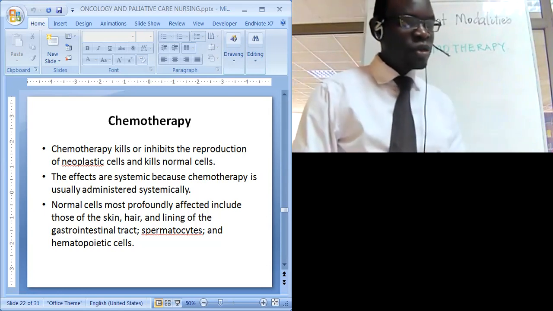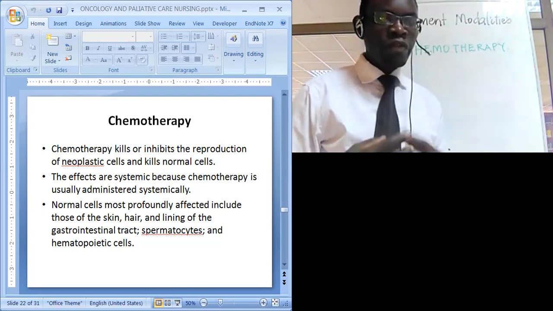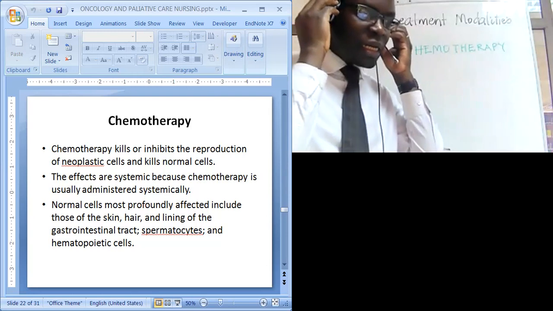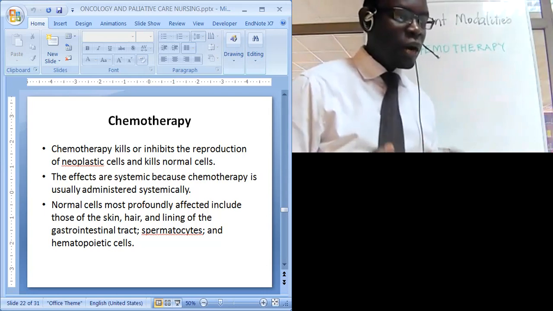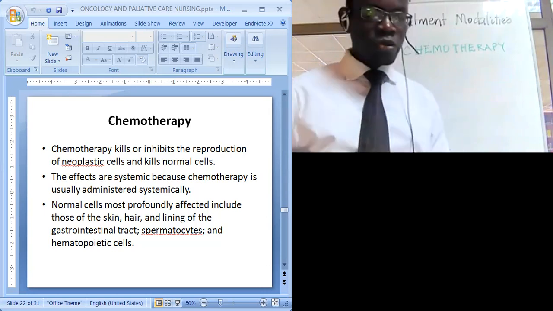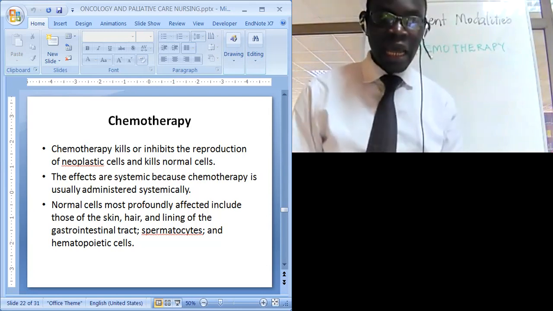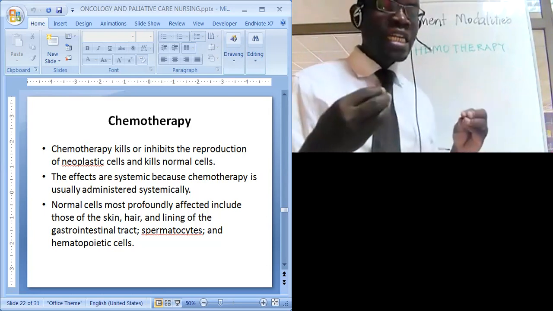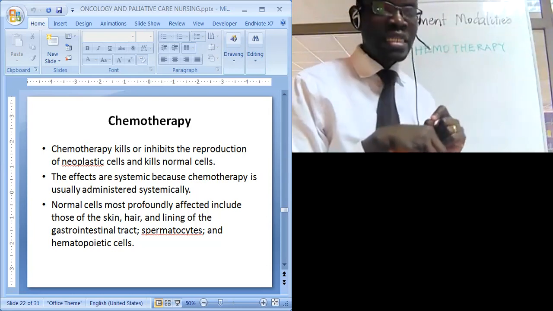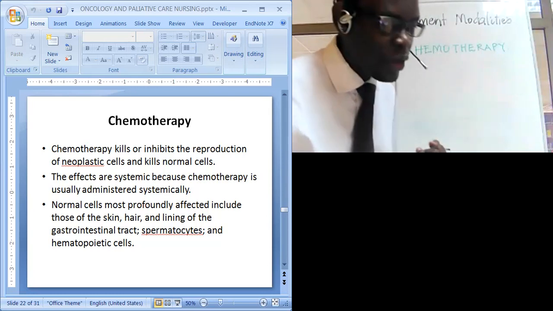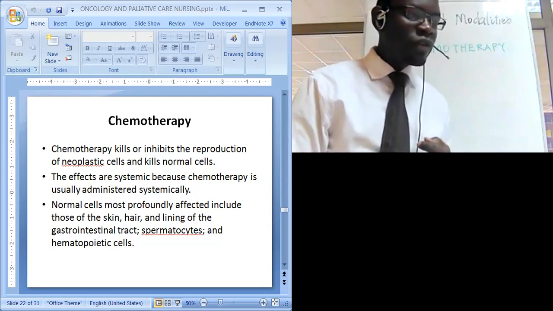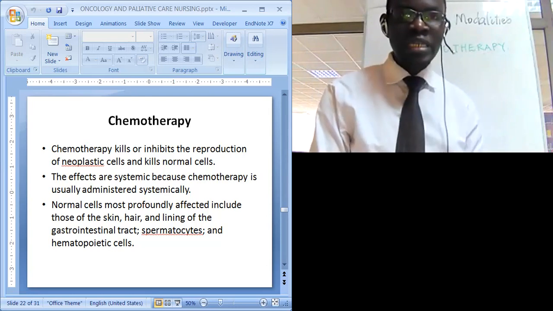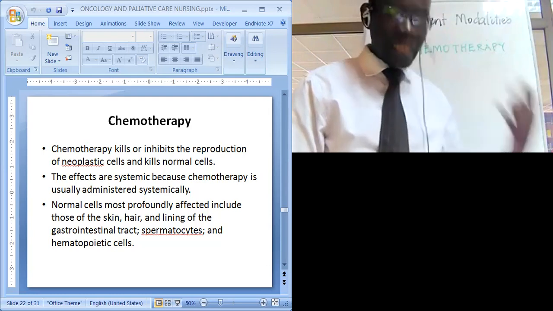Normal cells are most profoundly affected. When you give chemotherapy, the medicine is not specific to that particular tissue, but other cells are affected. In the long run, some normal cells can be affected, and mostly what is affected are what we call the rapidly growing cells. Like for example, the skin, which is always shedding, so the cells are rapidly growing. So chemotherapy also interferes with the normal functioning of skin cells. Normal cells that are profoundly affected include the skin, the hair, the lining of the GI, the spermatocytes, and the hemopoietic cells, because these are normally fast growing cells, and so when you give a chemotherapy agent, it ends up affecting them as well.